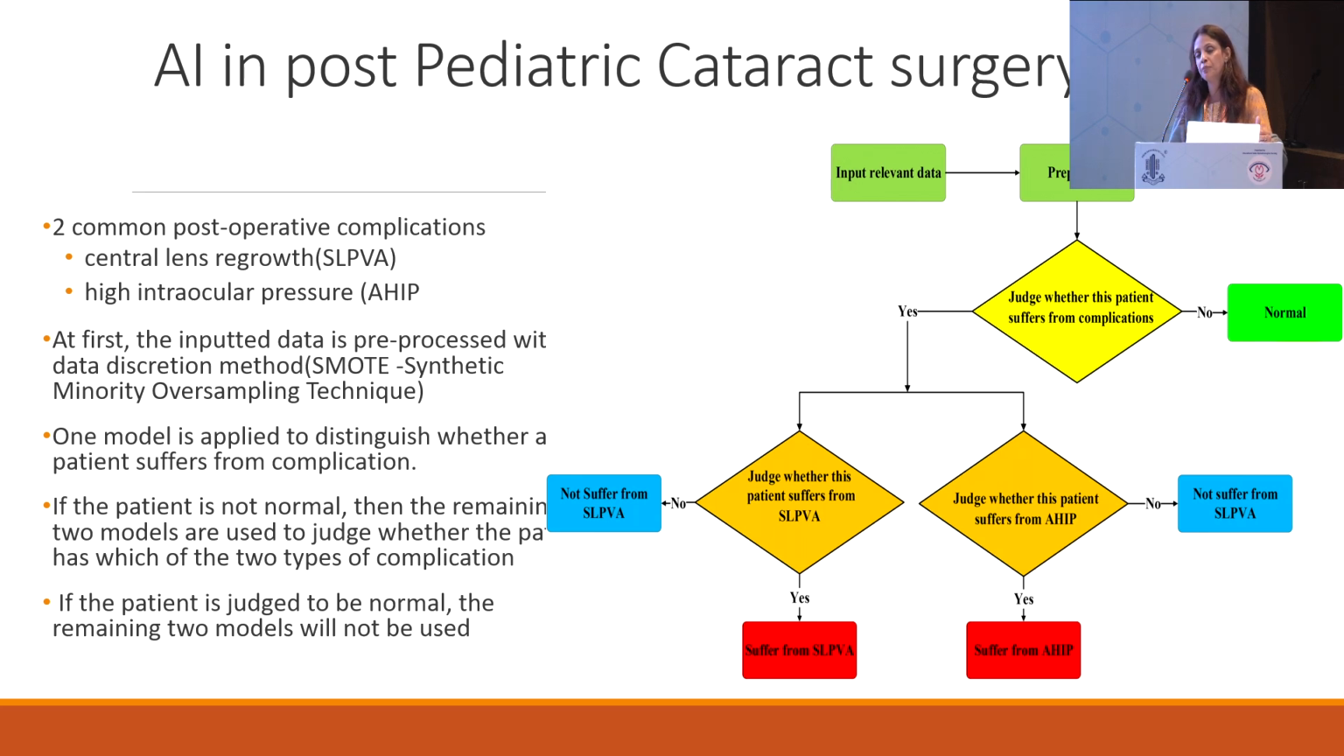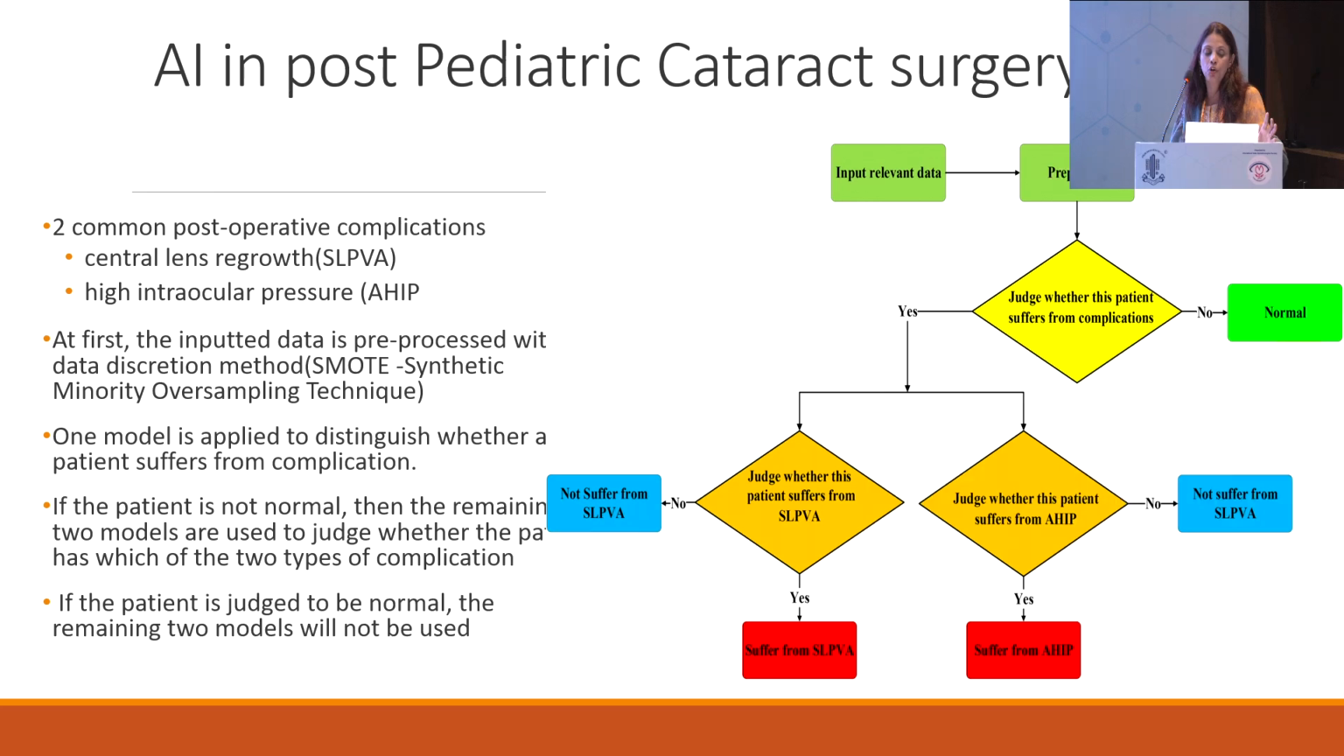Another app which has been developed is for post-pediatric cataract surgery patients, to predict the two most common post-operative complications after pediatric surgery: the IOP, the secondary glaucoma, and the lens growth, or the PCO, as we call it in our clinical terms. So basically, again, there is a single module which has been developed for this.